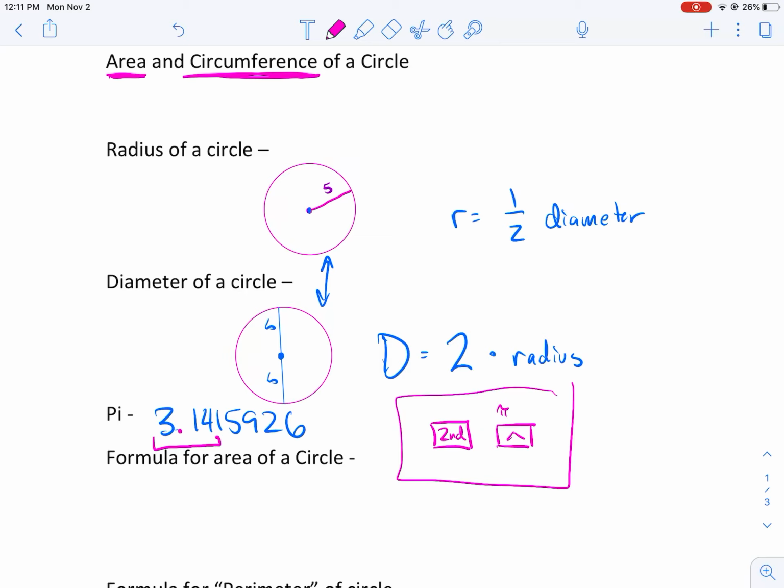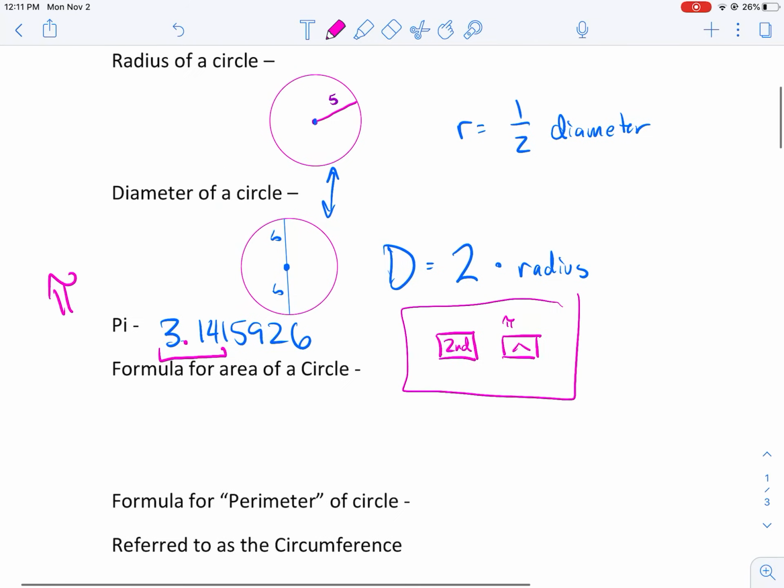3.14 only has 2 decimal places, so if you want a more accurate answer, obviously you use more decimals. Anyway, that's pi, and you see it represented like this. Okay, and then the formula for the area of a circle is as follows. Area is equal to pi r squared. Okay, that's the area for a circle.